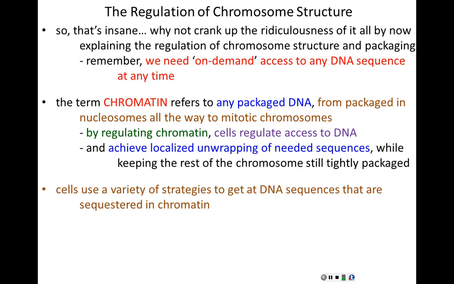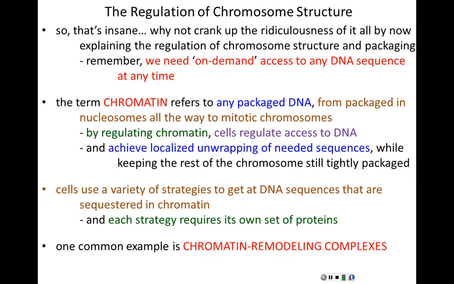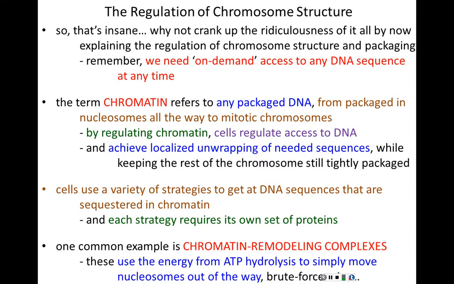And cells use a variety of different strategies to achieve this. Cells have a set of tools, a set of tricks up their sleeve that allow them to get access to DNA sequences that are sequestered in chromatin. And of course, each different strategy requires its own cellular process, and so each strategy requires its own set of proteins. The first example we'll use is a common example. Chromatin remodeling complexes are protein complexes that use the energy from ATP to simply push nucleosomes out of the way. So chromatin remodeling complexes hydrolyze ATP to release energy and then harness that energy to, in a brute force manner, push nucleosomes out of their way.